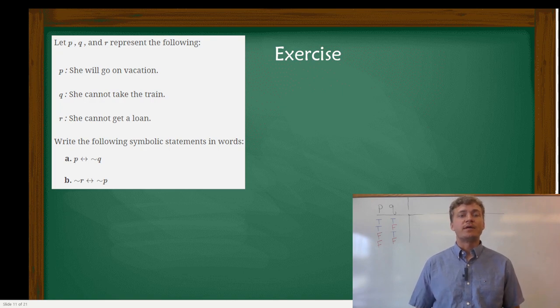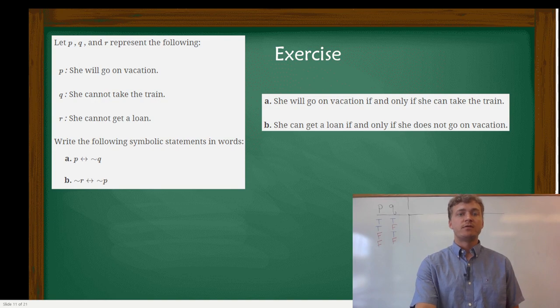Write the following symbolic statements in words. For part A, P if and only if not Q. For part B, not R if and only if not P. Give you a moment to pause the video. So let's take a look here. For part A, P is she will go on vacation if and only if she can take the train. She will go on vacation if and only if she can take the train.